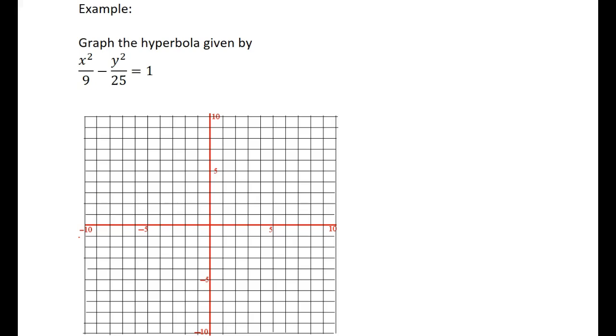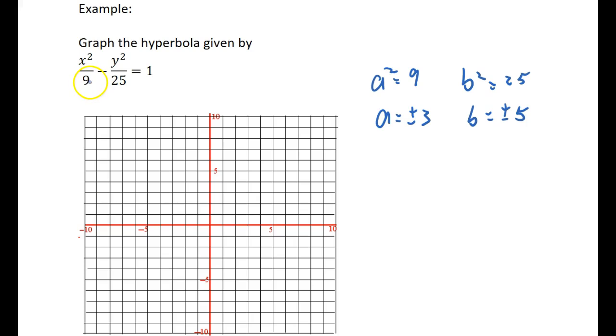So how do we graph a hyperbola? Well, it's not that hard actually. Notice that here we've got x squared over 9 minus y squared over 25 equals 1. Since x squared is first and y squared is being subtracted, then we know it's going to be going horizontally. So a squared is 9. That means a is plus or minus 3. b squared is 25. That means b is plus or minus 5.